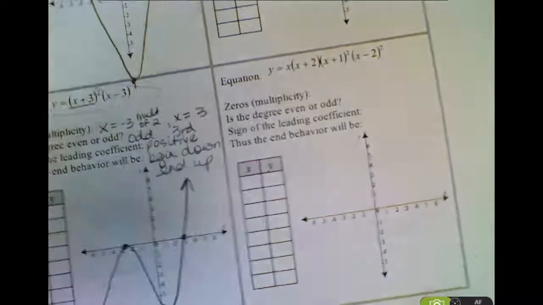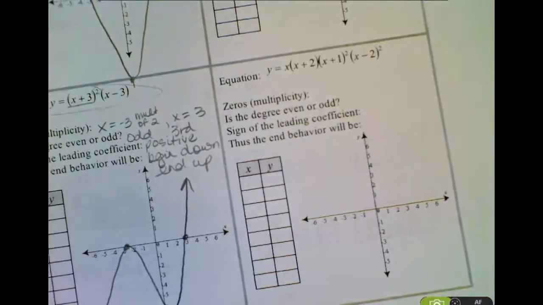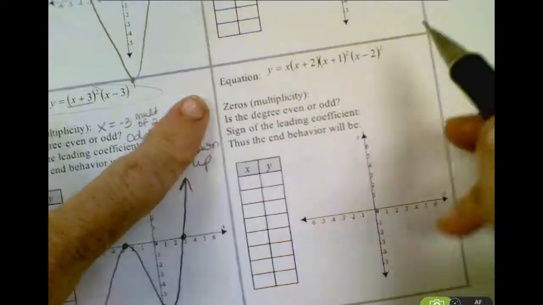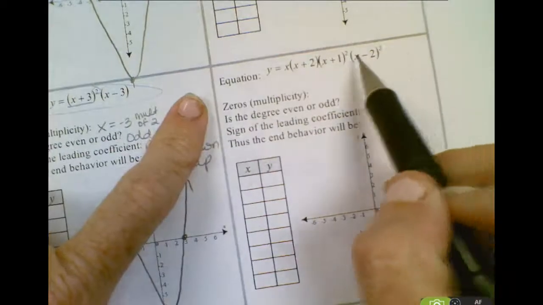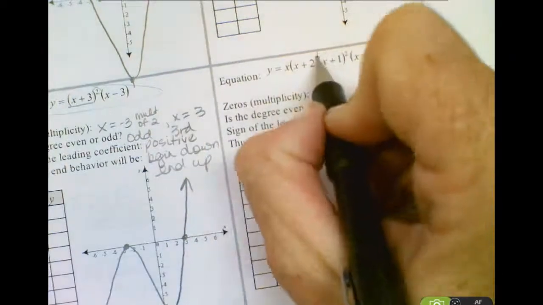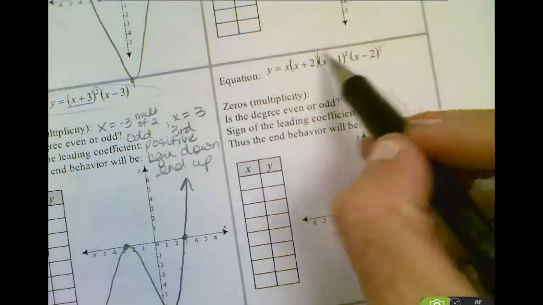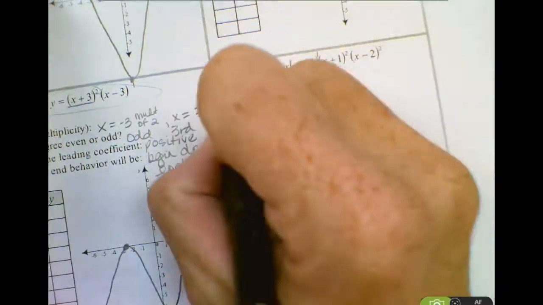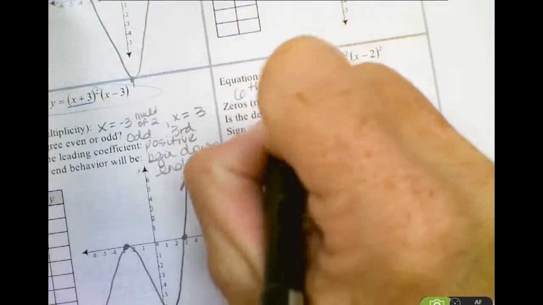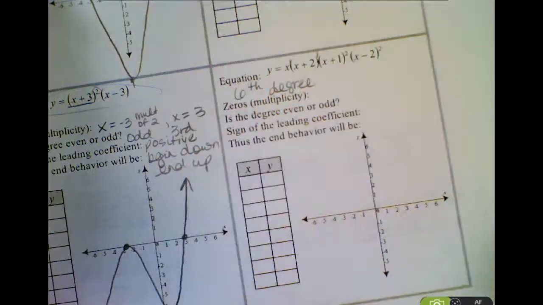All right, last one. The easiest way to find the degree of your polynomial is to count up all your exponents. When we multiply the same base together, we just add the exponents. So 2, 4, 5, 6. So it's a 6th degree polynomial, which means we should have 6 zeros.